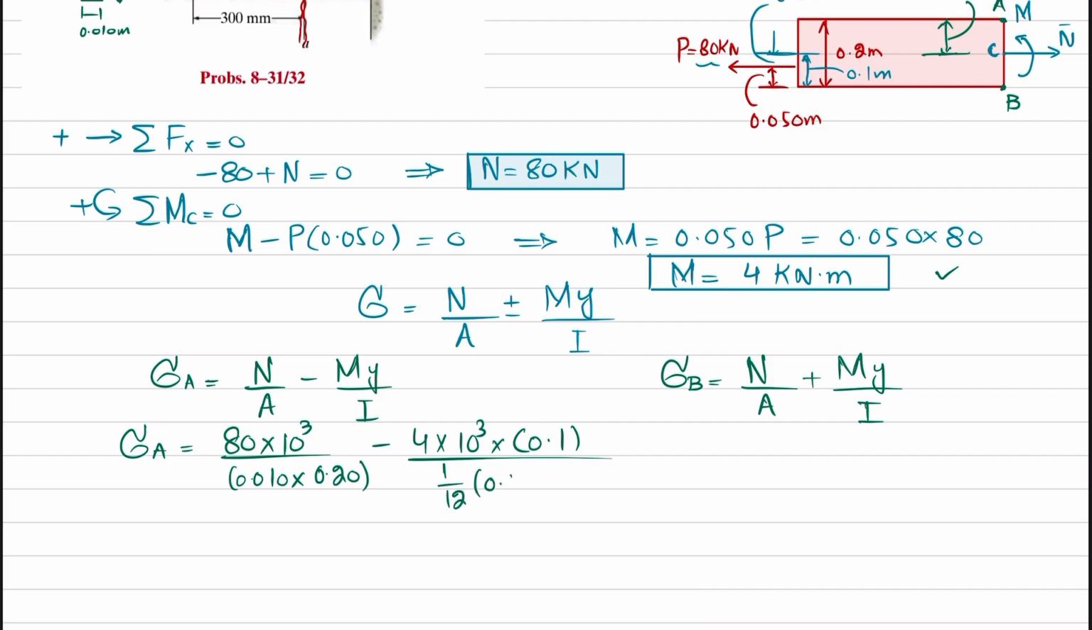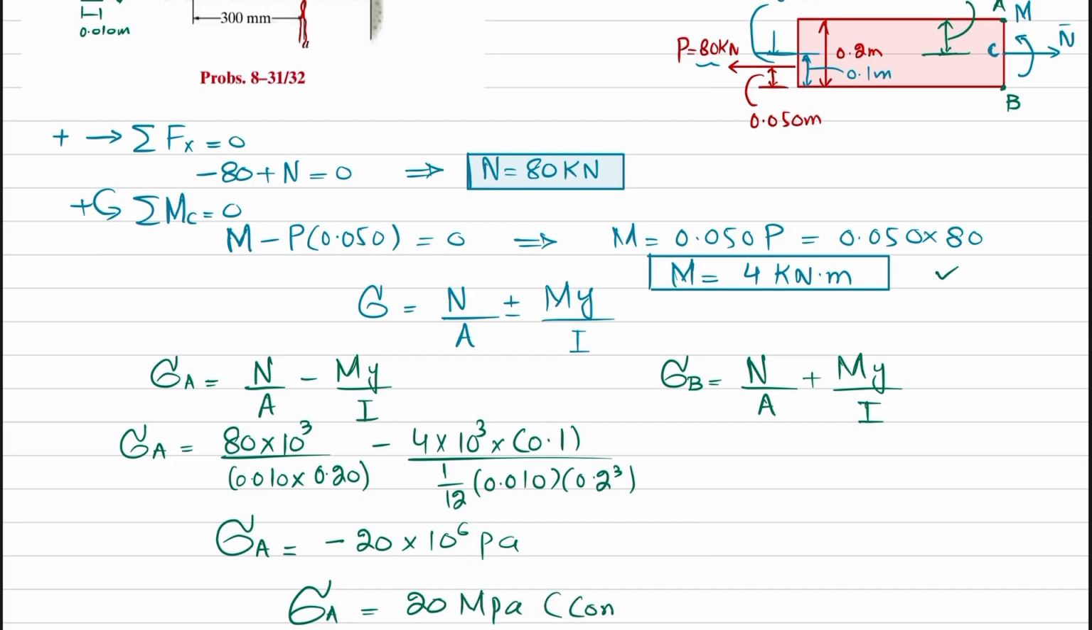So B is 0.010. Clear? And H is 0.20 whole cube. So when you solve this, you will get bending stress at point A comes out to be minus 20 into 10 raised to power 6 Pascal, or you can say that sigma A is 20 megapascal, and that is in compression.